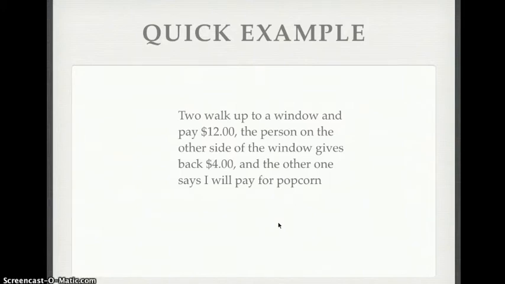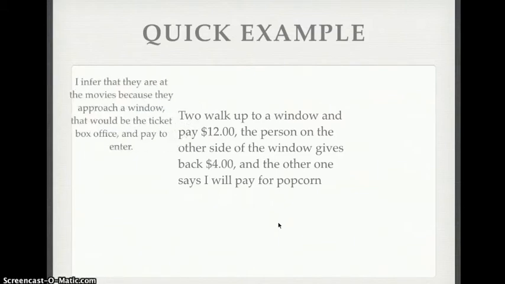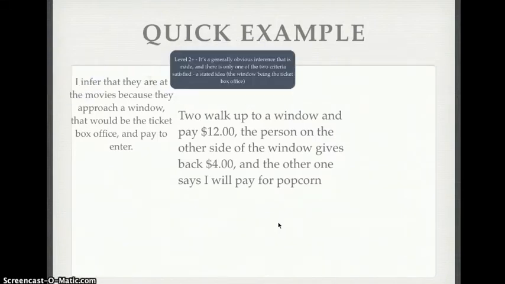Yeah, so, you know, there's a lot we could have inferred from here. Let's look at some level 2 and 3 and 4s. So level 2, I infer that they are at the movies because they approach a window. That would be the ticket box office and pay to enter. Yeah, that's a level 2 because it's generally obvious, and also out of the two criteria, having it stated and implied, you only had the stated. Okay, the window being the ticket box office, that's a clearly stated event in the story or in the example. Free to make your inference.